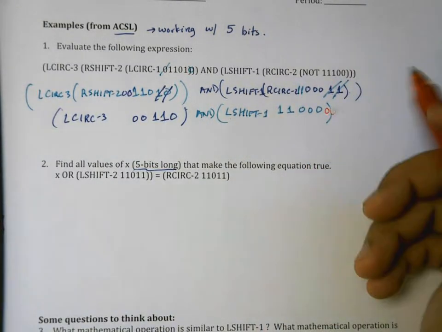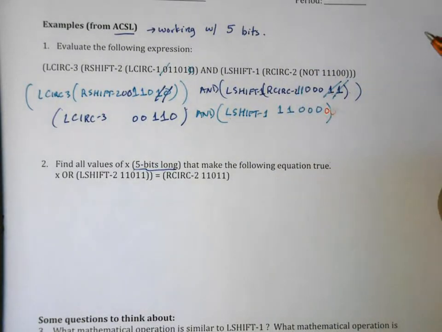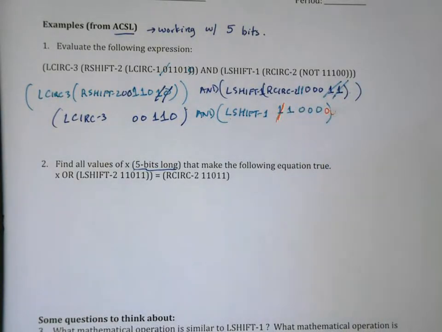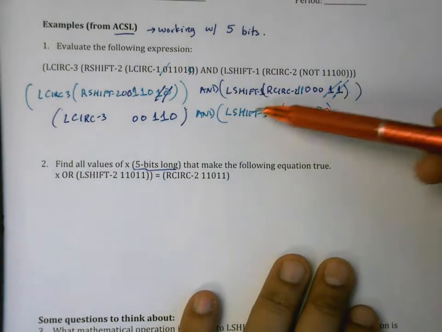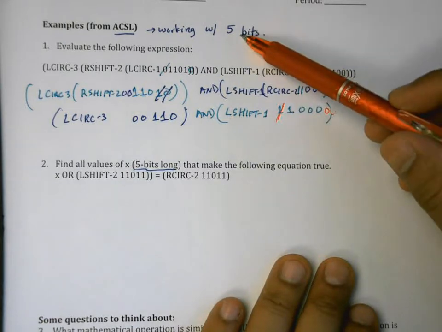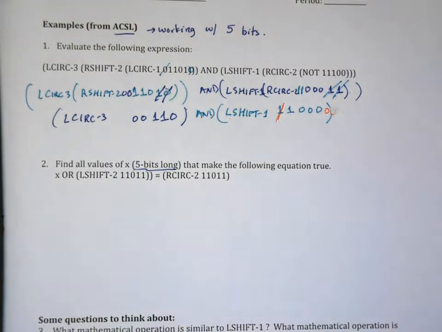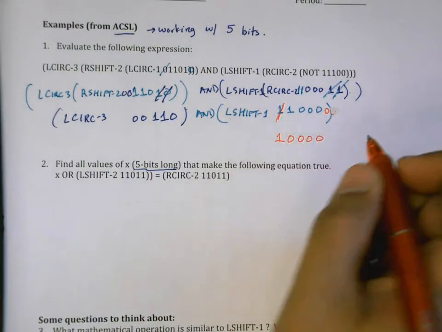So now we have a string that is 6 characters long, and normally we only work with 5 bits. What that means is the far leftmost bit gets deleted as well. Because the original string, we take this and push it 1 unit to the left, and we have to reduce it down to 5 bits. So the leftmost bit is going to get lost. So now we have 1, 0, 0, 0, 0.